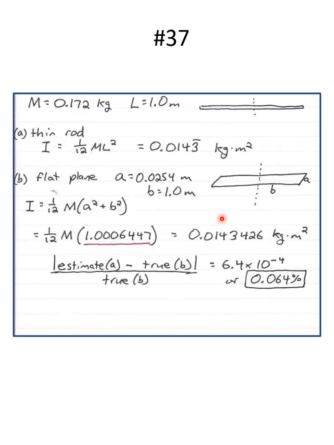Well, the question then asks, by what percentage is your answer to part A in error? So part B is going to be the more accurate answer. And so we have our estimate from part A minus the true value for part B divided by the true value from part B, and we get 6.4 times 10 to the negative 4, or 0.064%.